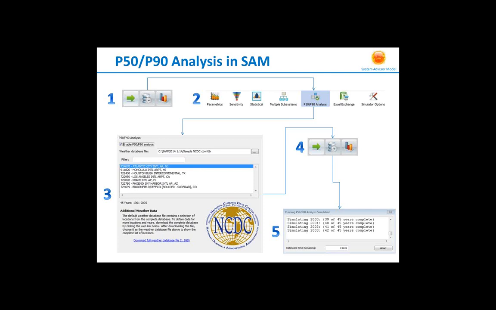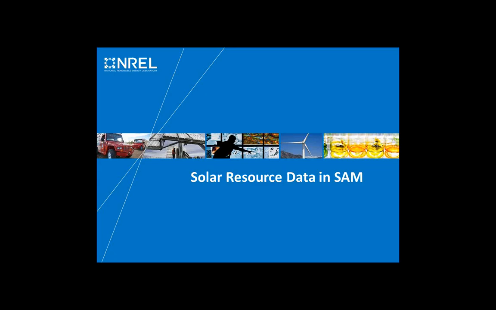Finally, you click the green arrow to start the simulation, and SAM runs a simulation for each year or weather file that you specified, and then performs a statistical analysis to calculate various P50, P90 values.